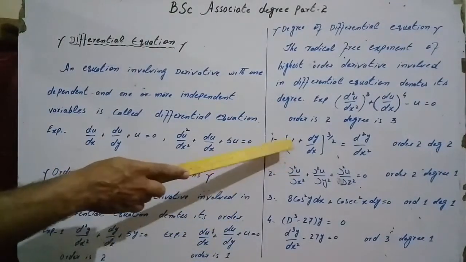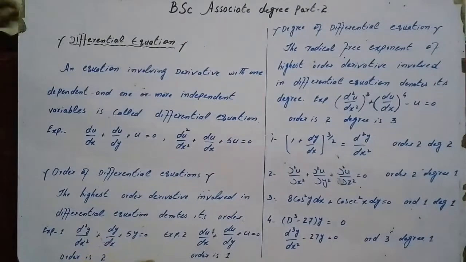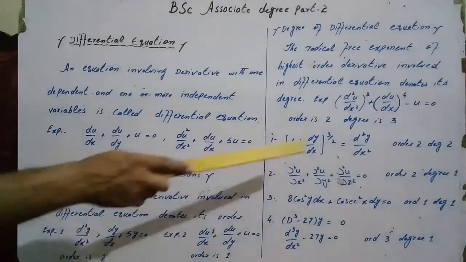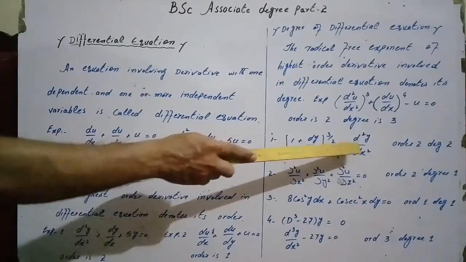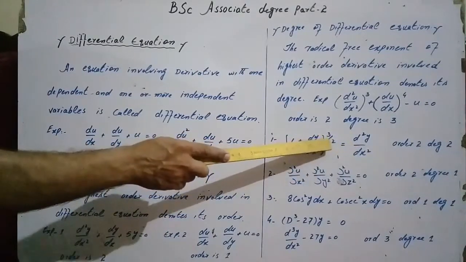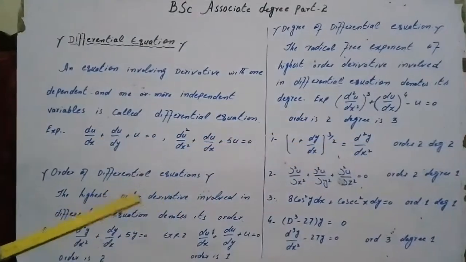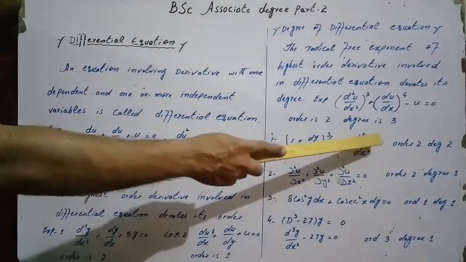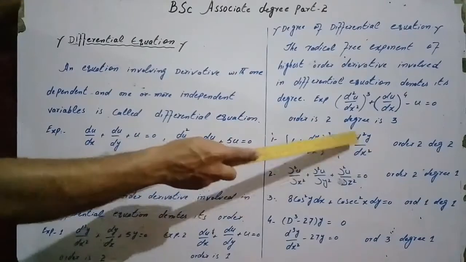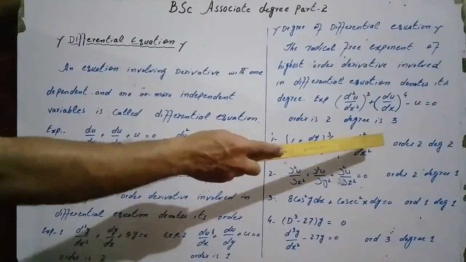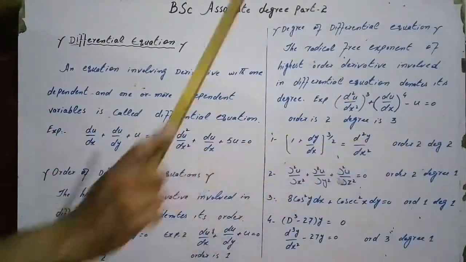Now there are some examples. 1 plus dy by dx whole raised to power 3 by 2 is equal to d square y by dx square. Here what will be the order and degree? Here a radical is involved, 3 by 2. So we have to take square on both sides. Squaring on both sides, the 2 will be cancelled, and the exponent will be 2 due to the square factor. The exponent will be 2 for the second order derivative, so the order of this differential equation is 2, and the degree is also 2 due to the square factor.